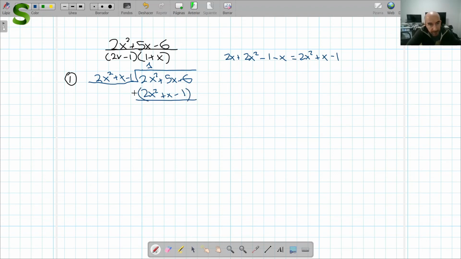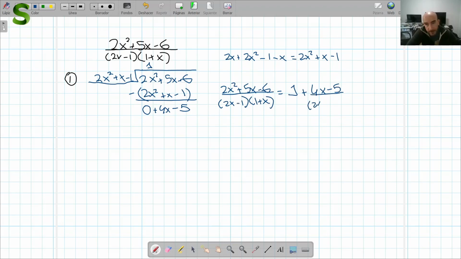And I always put this bracket so I remember to change all the signs. So that's 0. 5x minus x is 4x. Minus 6 plus 1 is minus 5. So that means that 2x squared plus 5x minus 6 divided by 2x minus 1, 1 plus x, can be written as 1 plus 4x minus 5 divided by 2x minus 1, 1 plus x.